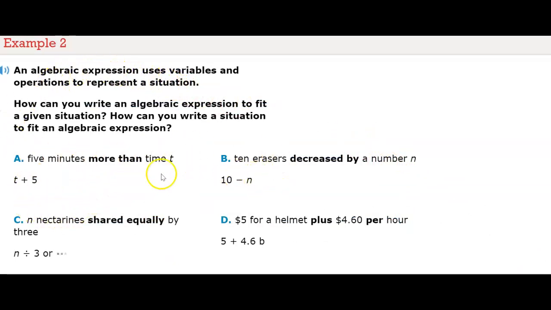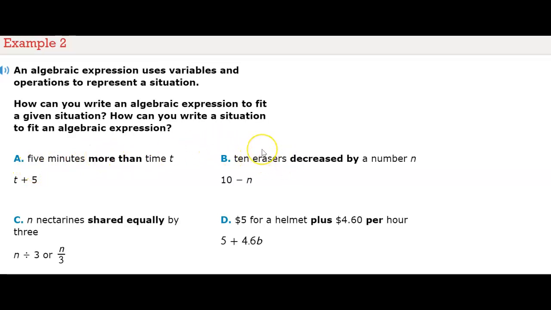And this is what they're showing us here, the algebraic expressions. Now that we decided what operation to be used, here are the expressions. So 5 minutes more than time is t plus 5, and it's very important here to notice that the t is in front. Even though the situation starts with 5 minutes more, t is in front because it's 5 minutes more than whatever t represents. So that plus 5 goes after the t.